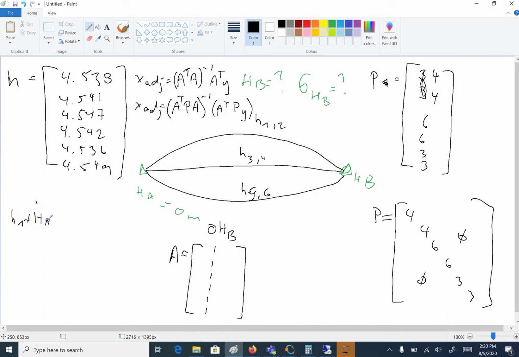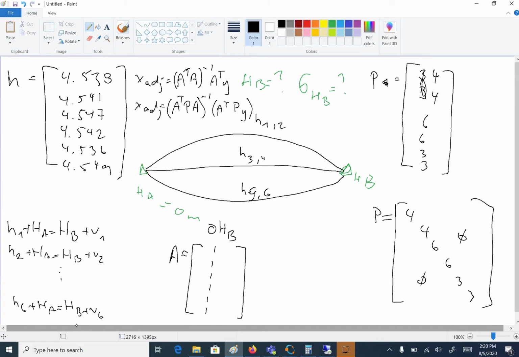So H1 plus HA is equal to HB. And again, there's the residual. So H2 plus HA is equal to HB. And so on. H6 plus HA is equal to HB plus V6. Then take the partial with respect to the unknowns. That didn't change because of the way the equation was set up. And then all we have to do is plug it back into this weighted equation.